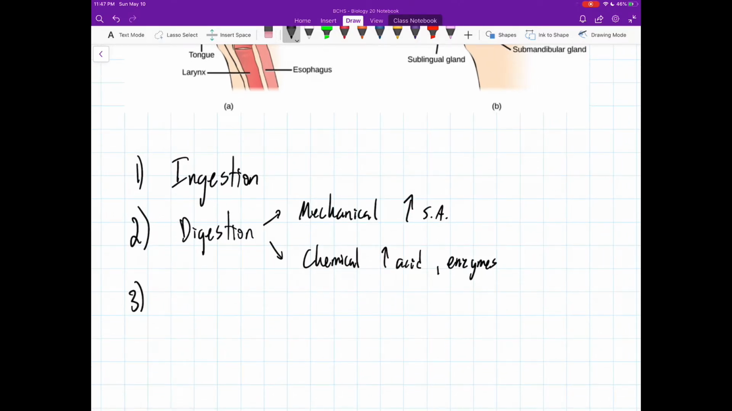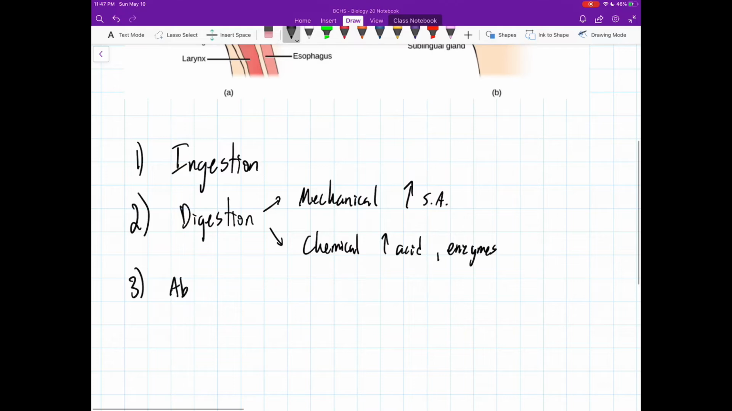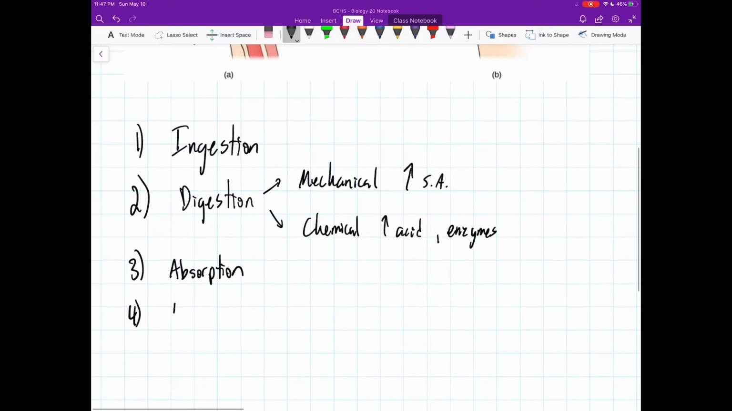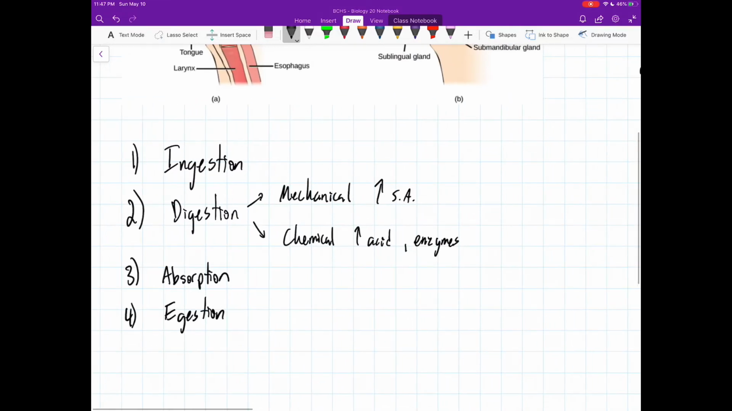And the third step in digestion is absorption, getting these monomers actually into our bloodstream. And the last step is egestion, which is a fancy scientific word for pooping. Those are basically the 4 steps. The mouth, obviously, is for ingestion.